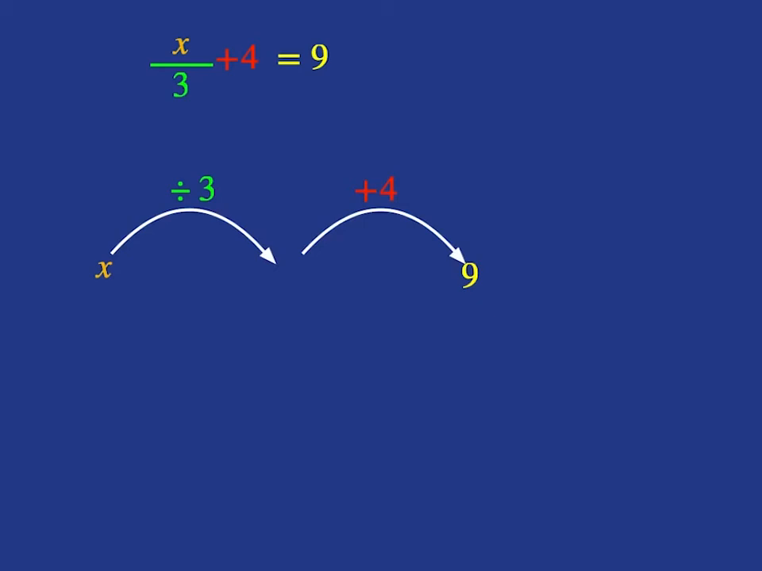Now to solve the equation we want to get back to x. Let's do exactly as we did previously. First, we're going to undo the plus 4, and that we undo by subtracting 4. Let's do that in our equation as well. And we see that we end up with 5.